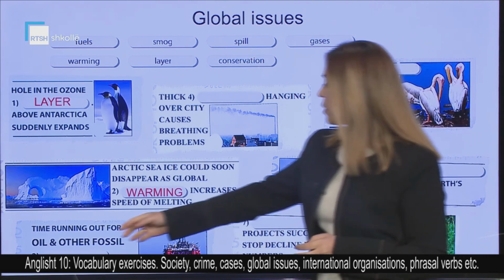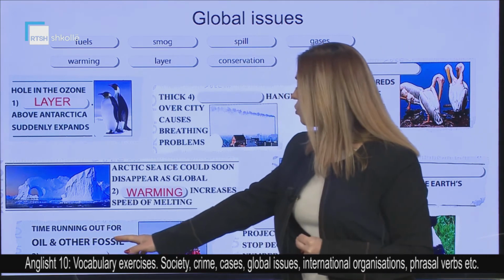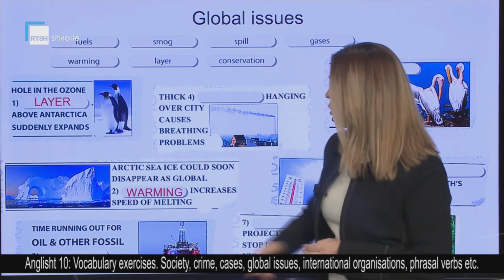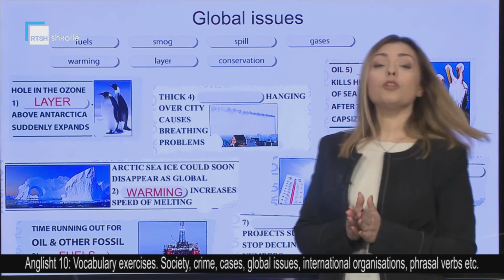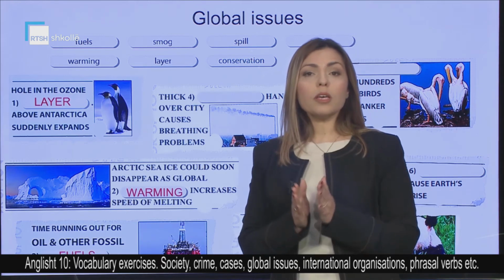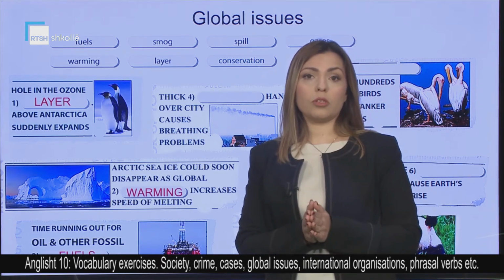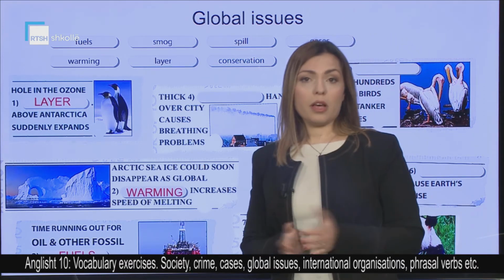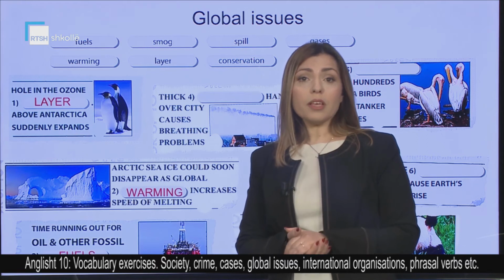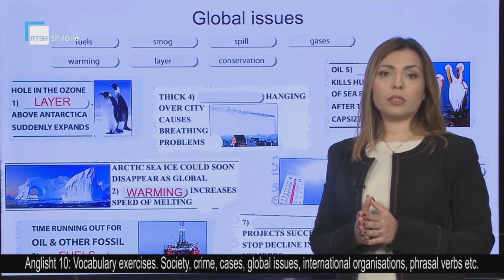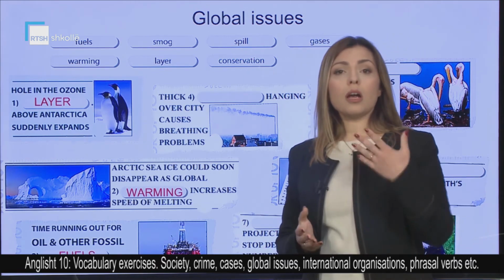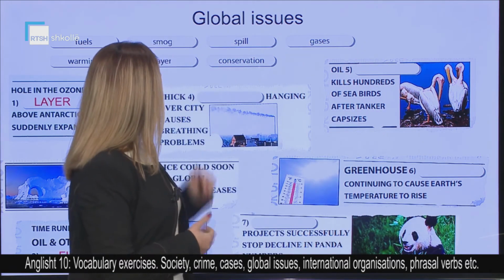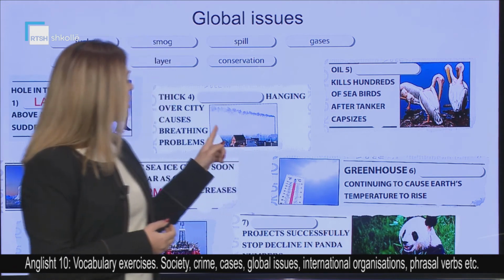Number 3, time running out for oil and other fossil, what? How are these called? Fossil fuels. We're talking about natural resources that we can find under the sea or under the earth. These are called fossil fuels, and many, many countries are taking advantage of these fossil fuels.